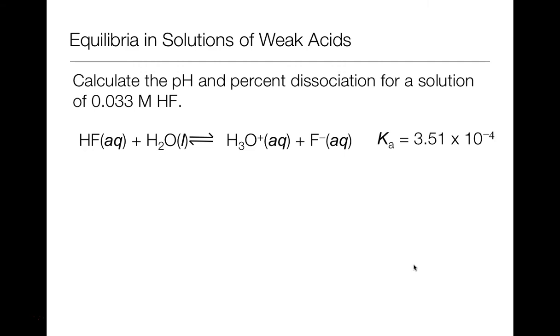So let's answer this question. It says calculate the pH and percent dissociation for a solution of 0.033 molar HF. So it's a very low concentration, right? It's given to us that we have our balanced reaction, HF reacting with water to form hydronium and fluoride, and it gave us a Ka.